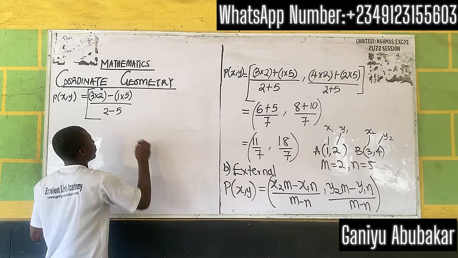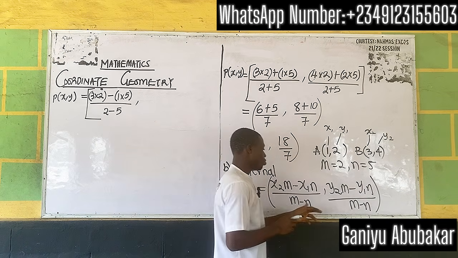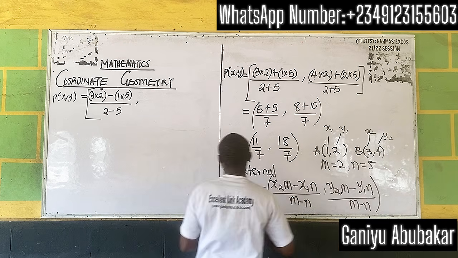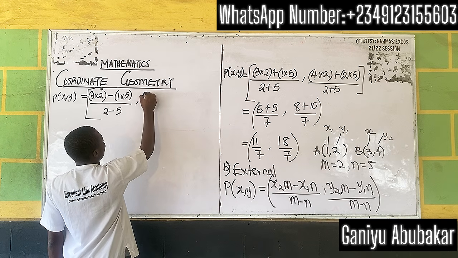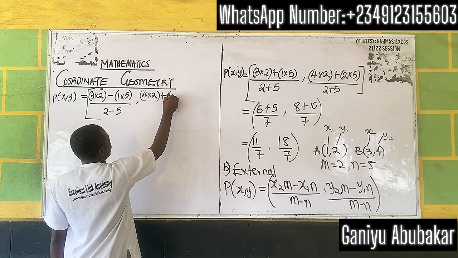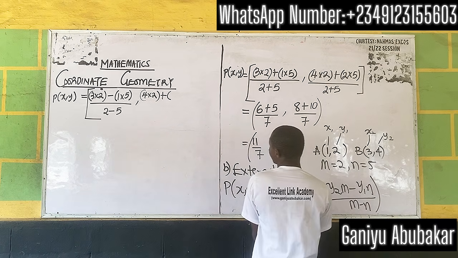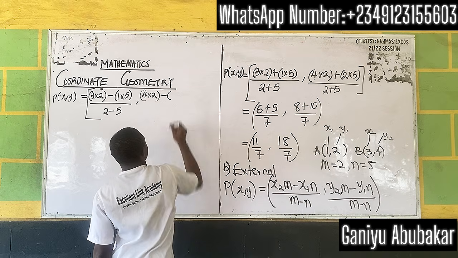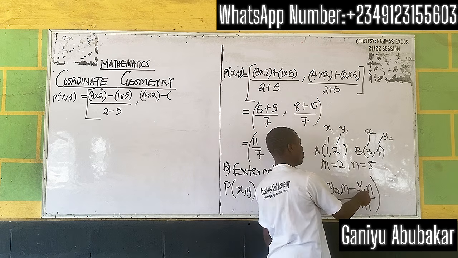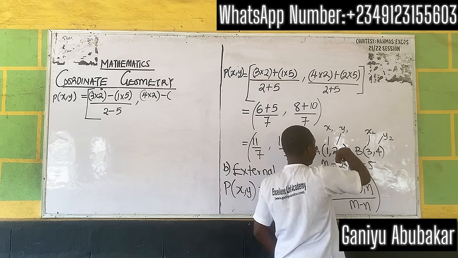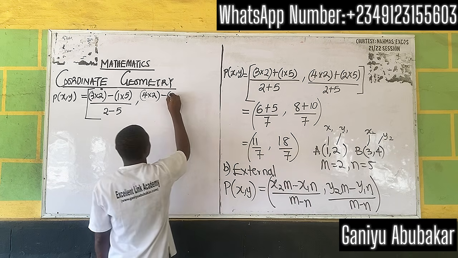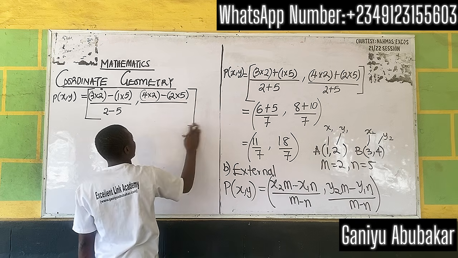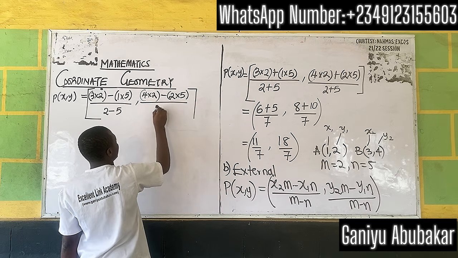Comma. Next up, y2m. So y2 is 4 times m is 2. That gives you 4 times 2, minus, sorry, this is the minus sign, y1n. So y1 is 2 times n is 5. That gives you 2 times 5, all over m minus n, that's 2 minus 5.